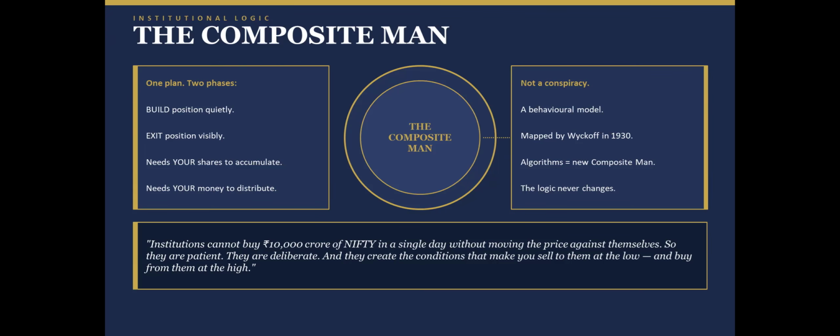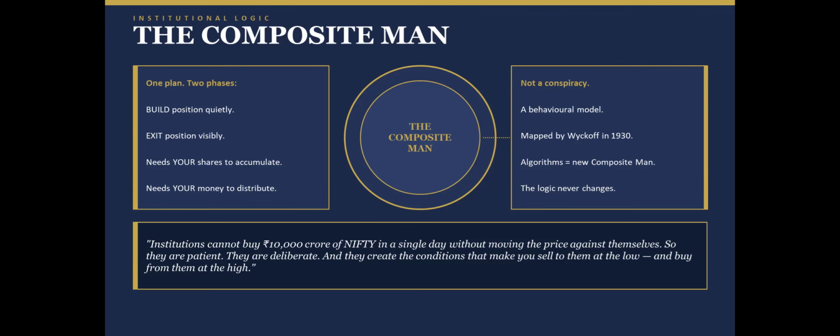Okay. So institutions cannot buy huge quantities of Nifty in a single day without moving the prices against them. If they buy a lot of quantity, what will happen? Prices will keep rising and they will not be able to buy adequate quantity. Therefore, they need to be patient, deliberate, and build the positions gradually, and they create conditions which make you sell to them. So they will bring the prices down, break below the previous swing low, and once conditions are favorable and they are getting high liquidity, they will buy, and from that time they will take the prices to higher levels.